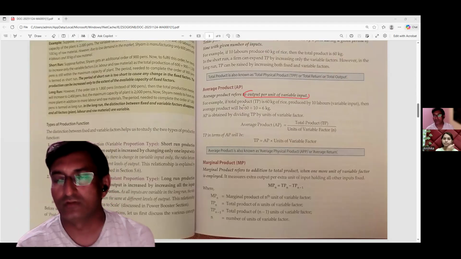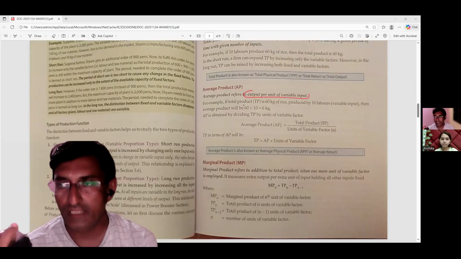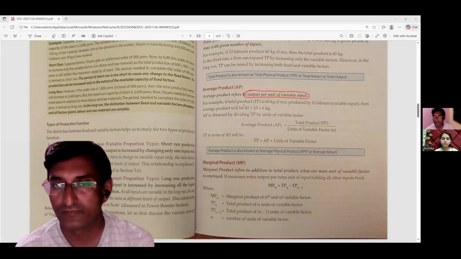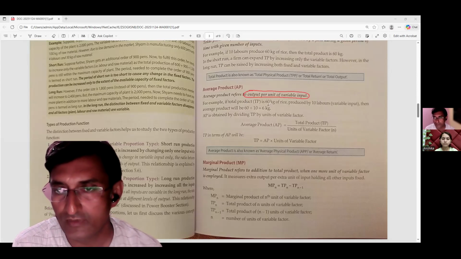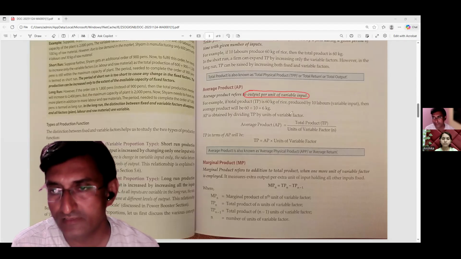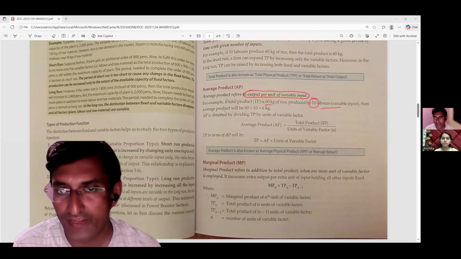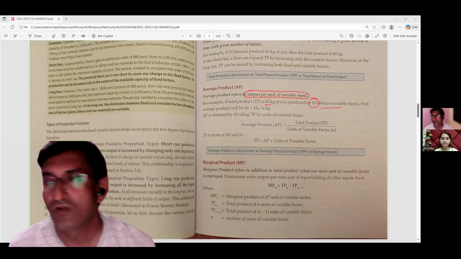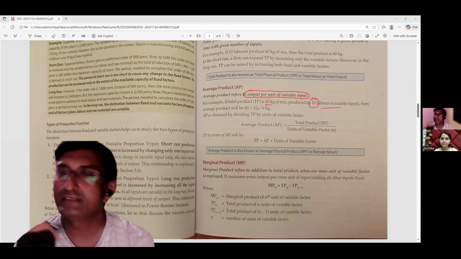How much output they are producing with the variable inputs. Example, if total product is 60 kg of rice, which is produced by 10 laborers as manpower, that is called inputs, then average product will be 60 divided by 10 laborers, which comes to 6 kg. It means one laborer produces only 6 kg of rice.